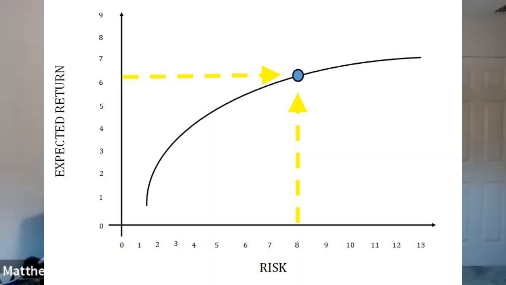All right, so I want to stop and just make sure our at-home audience and myself, quite frankly, are following along here. The blue dot falls on the line. So this is considered an efficient investment because for 8 units of risk, I should be expecting 6 units of return. Is that correct? You got it.